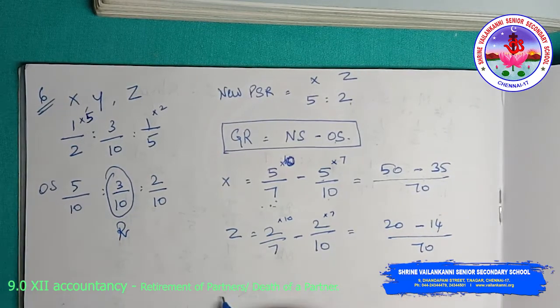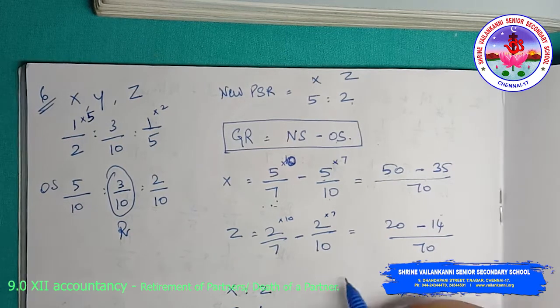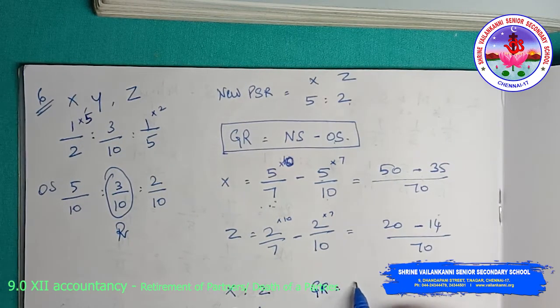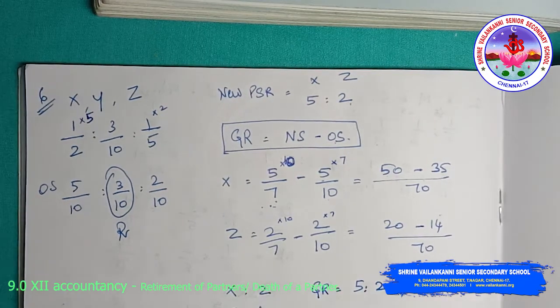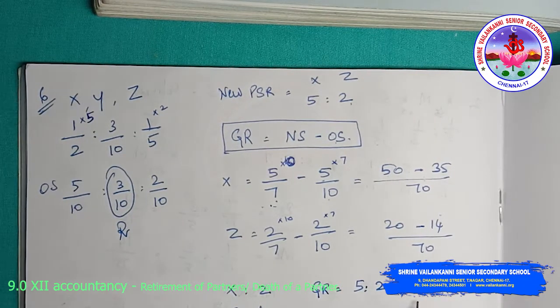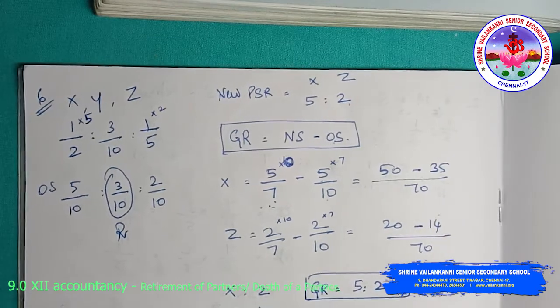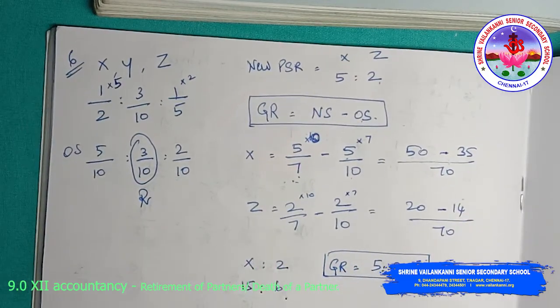So I am getting X:Z, that is 50 minus 35, which is 15, and Z is 6. So 15:6, so the gaining ratio will be 5:2. So the gaining ratio is 5:2. We have completed this problem.